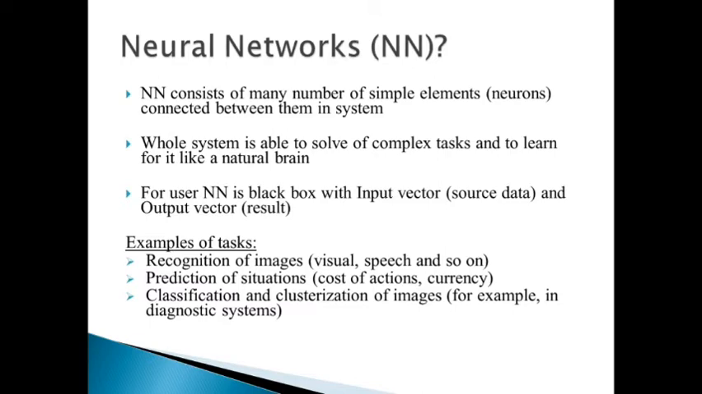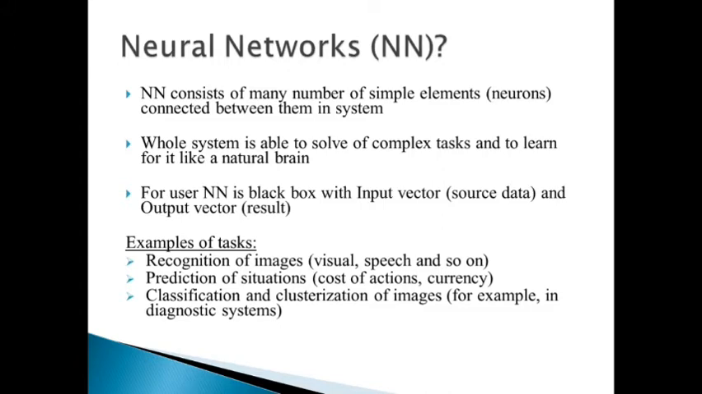The user of a neural network sees it like a black box with an input vector. The input vector is the source data which you are giving to the neural network, and the result which you obtain is the output vector. The examples of neural networks which we are going to take are the recognition of images through speech and visual, so that we can identify the person.